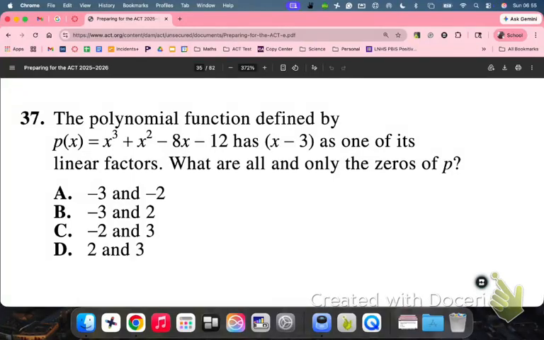The polynomial function defined by p of x equals x cubed plus x squared minus 8x minus 12 has x minus 3 as one of its linear factors. What are all and only the zeros of p?